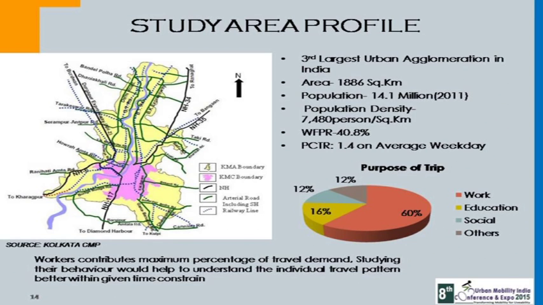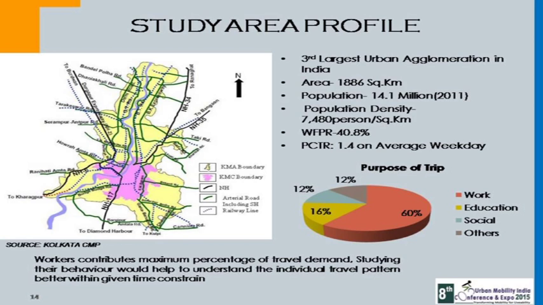So here comes my study area. My study area is Kolkata, which is the third largest urban agglomeration in India right now, with a population of 15 million people according to the 2011 census, and it has a workforce participation rate of around 40%. According to the purpose of trips right now made, almost 60% of trips are work trips. So if we model this worker trip-making behavior, we can model almost two-thirds of the total trips through this.